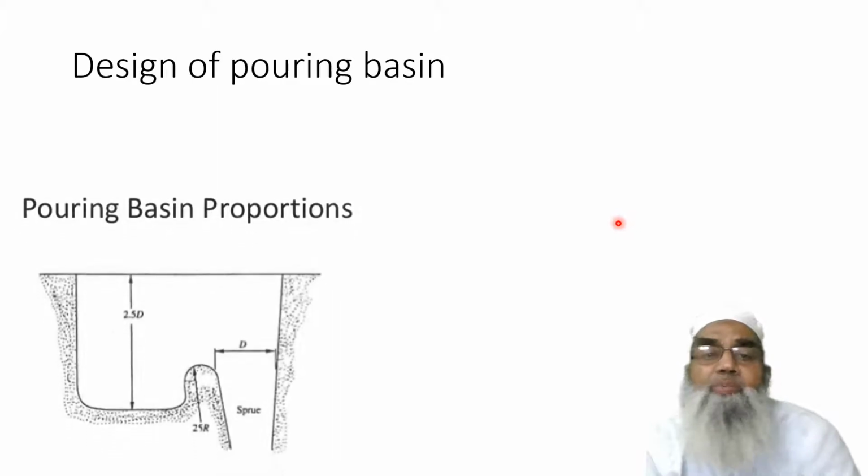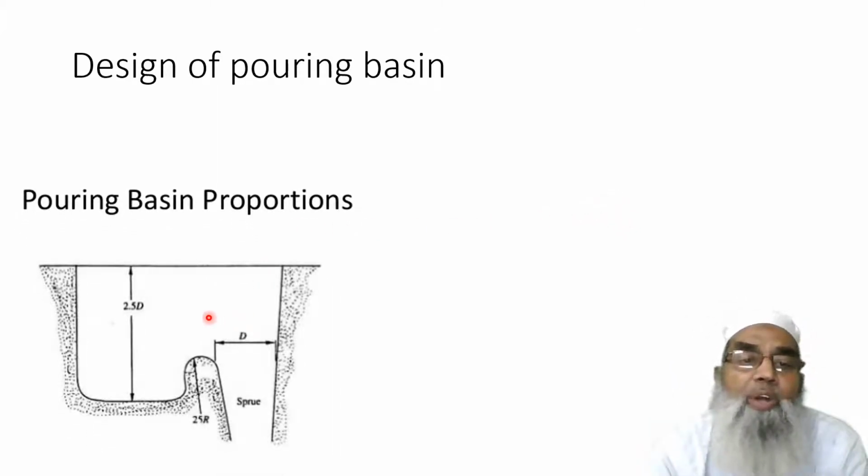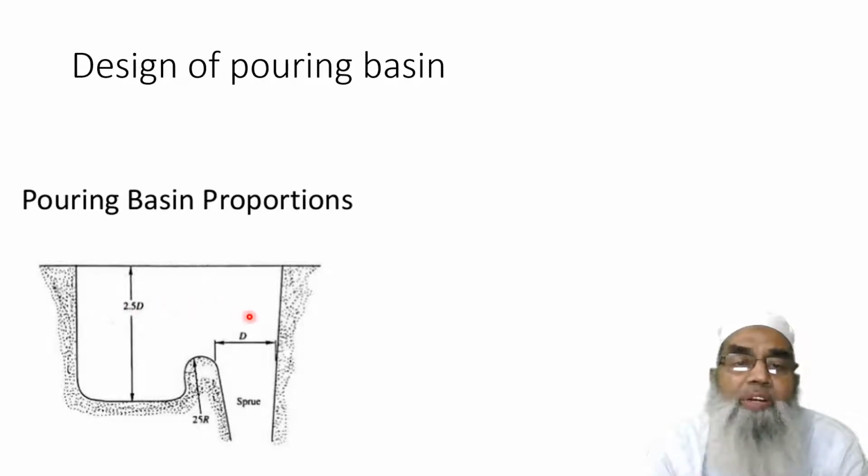Now, the design of the pouring basin. The pouring basin is at the top, and from here we pour molten metal. Only vertical flow should take place, and no horizontal flow should be there, and we try to minimize, reduce, or eliminate the turbulence in the flow. With that, we need to pour metal into this pouring basin.